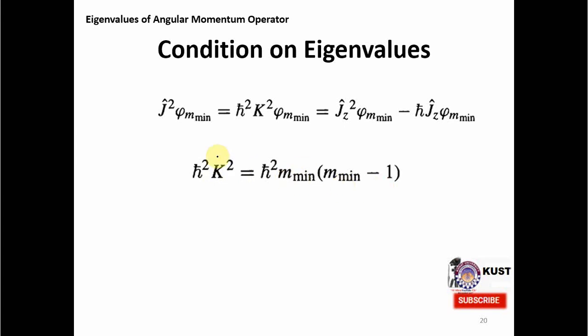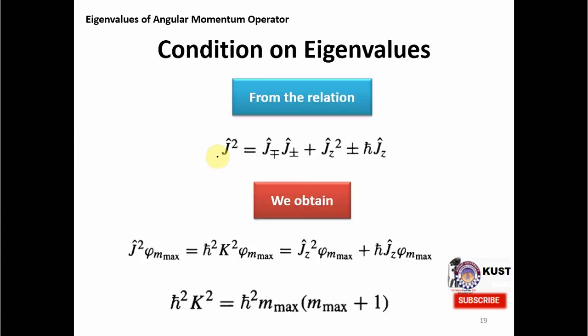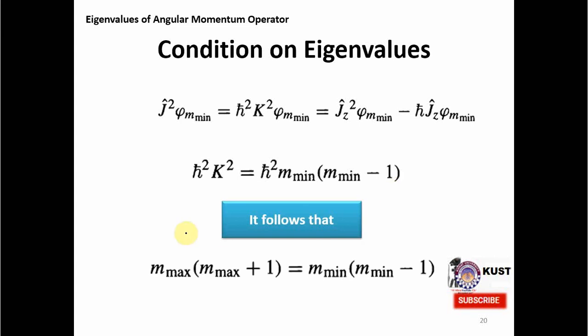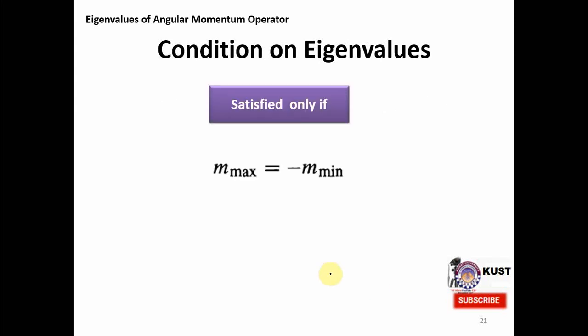And since in these two equations you see ħk² equal to this whole thing, and ħk² equal to this other whole thing, this can only be true if m maximum into m maximum plus 1 equals m minimum into m minimum minus 1. So this can only be true if and only if m maximum is equal to minus m minimum. So this is only satisfied if we have this condition satisfied.